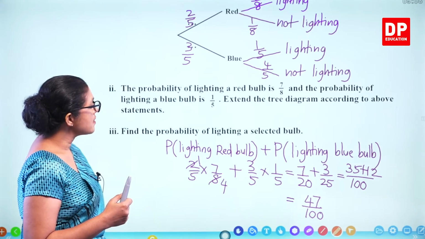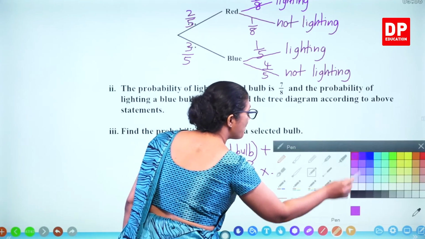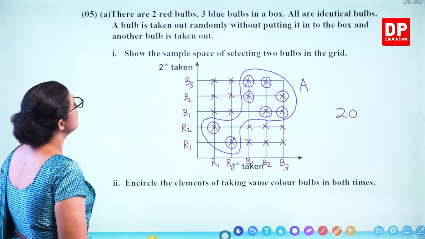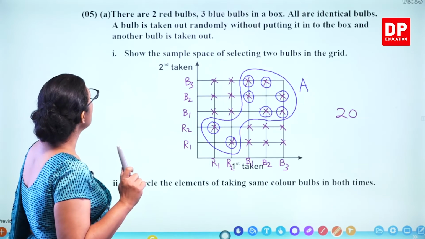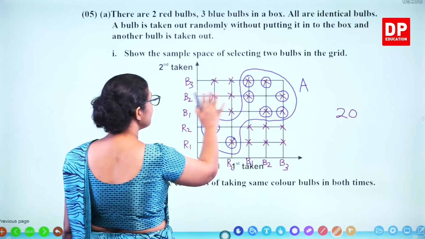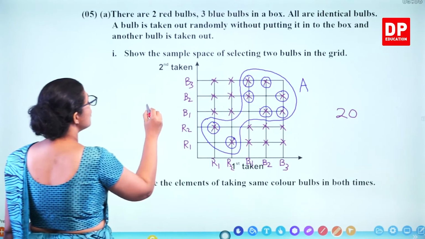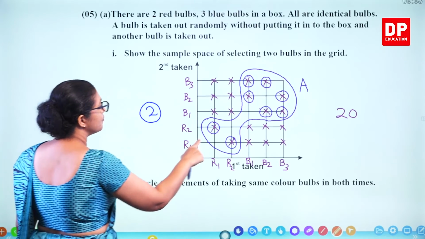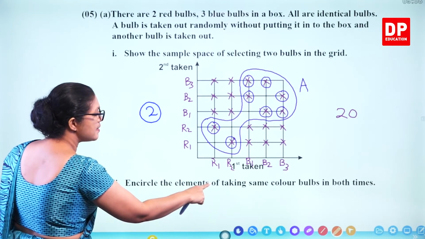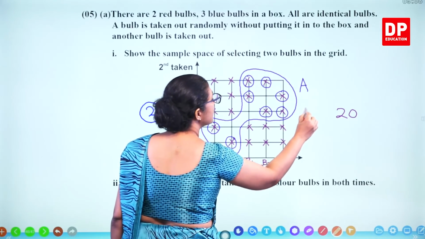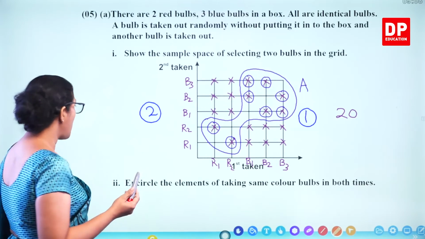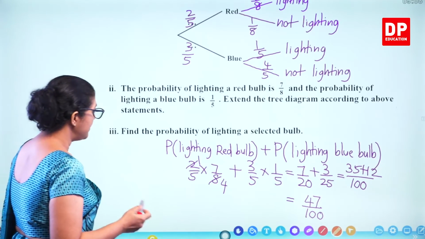So we need to give marks now. We have not given marks yet. So 10 marks for the whole question. Drawing the sample space, 2 marks. You can't mark these points. And then encircle this one, just 1 mark. Finding the probability, you don't need to. Just 3 marks there.